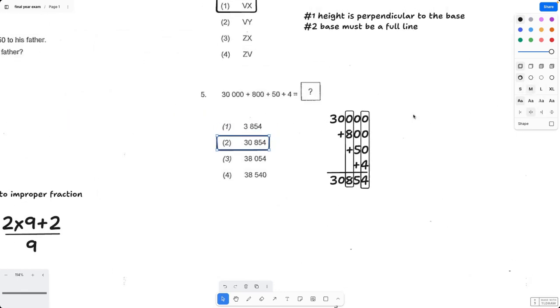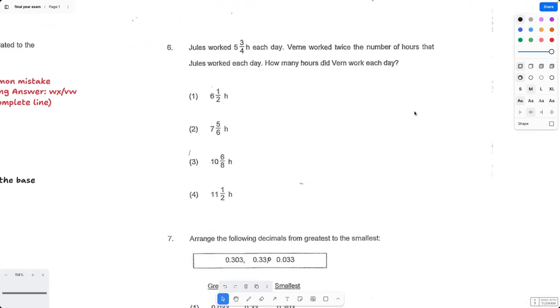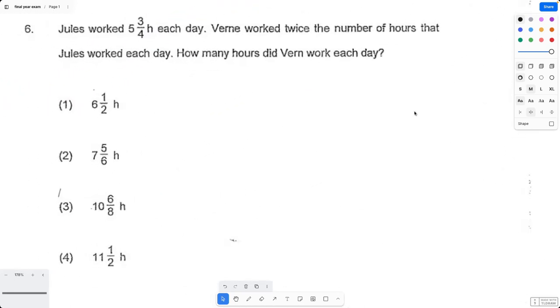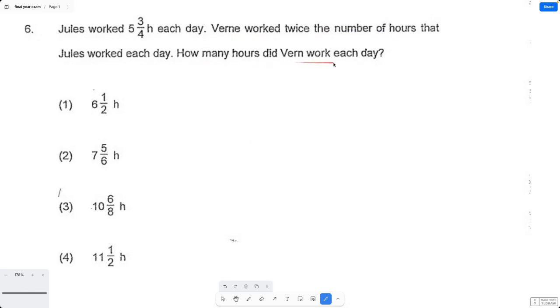All right, let's move on to the next question. Question number 6 says Jules worked 5 3/4 hours each day. Vern worked twice the number of hours that Jules worked each day. How many hours did Vern work each day in this case?